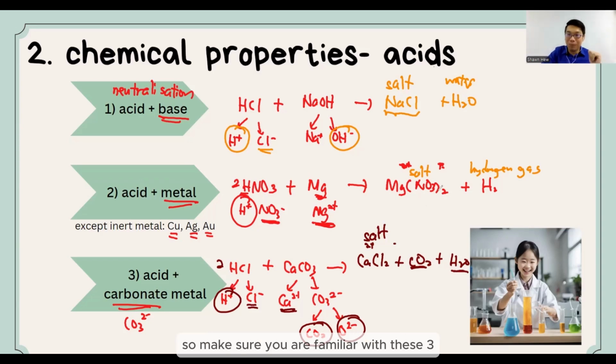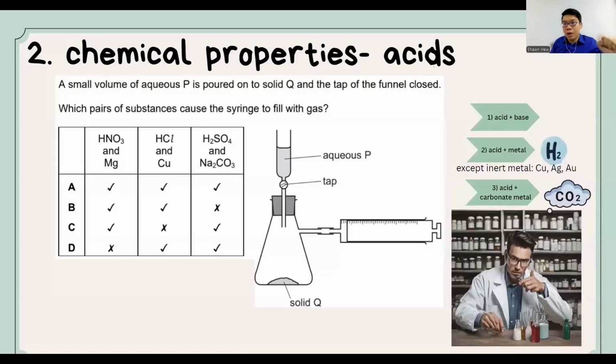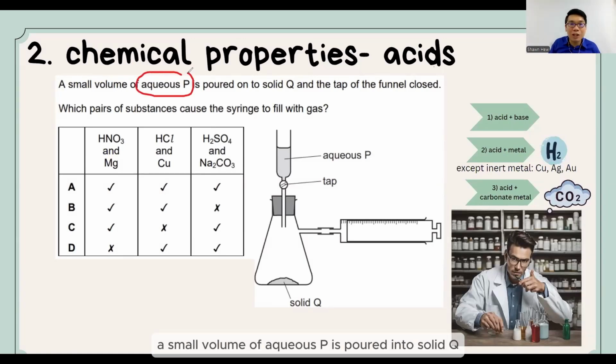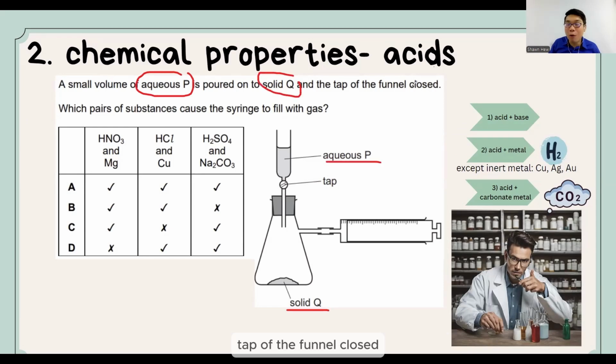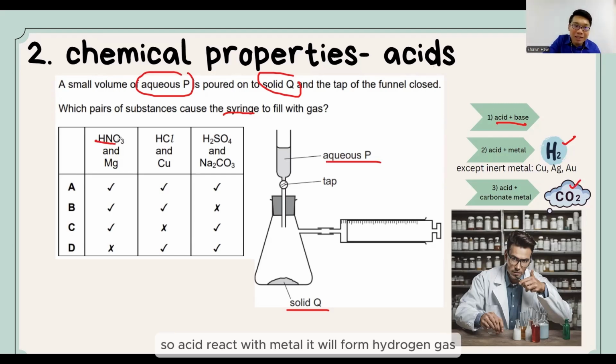So make sure you are familiar with these three. Okay, so let's see the question. A small volume of aqueous P is poured into solid Q, tap of the funnel closed. Which pairs of substances cause a syringe to fill with gas, which means it must produce gas. And just now we already learned acid plus base, no gas will form because it's just water and salt. Acid plus metal will form hydrogen gas. Acid plus carbonate metal will form CO2 gas. So acid reacting with metal will form hydrogen gas.